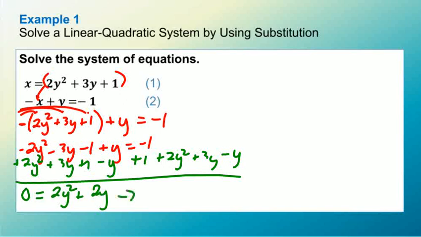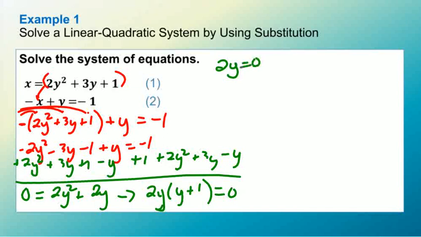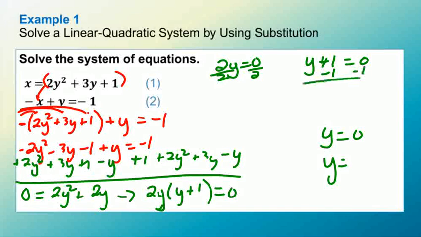So right now I can factor out a 2y here, and that's going to leave me with y plus 1. If this has to equal 0, I make each factor, 2y equaling 0 and y plus 1 equaling 0, and I can solve for y. Divide by 2, I can have y equaling 0, and y also equaling negative 1. Now I'm going to use those two numbers to plug in to find my x.